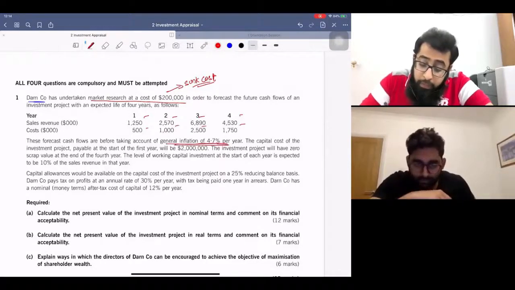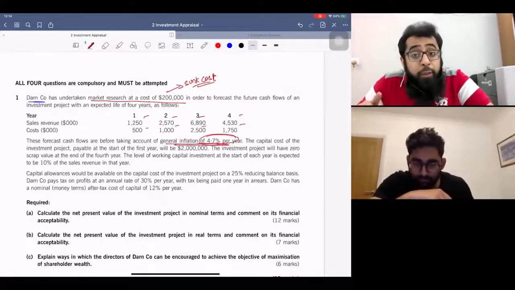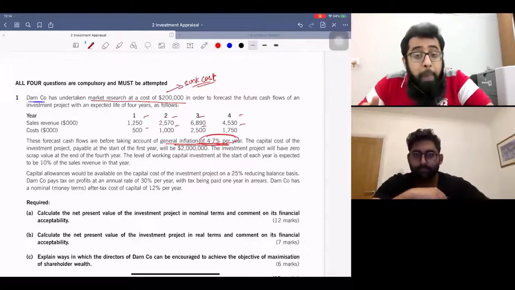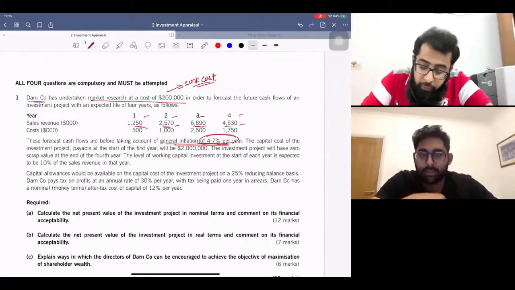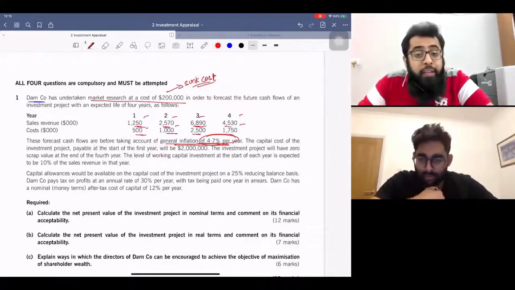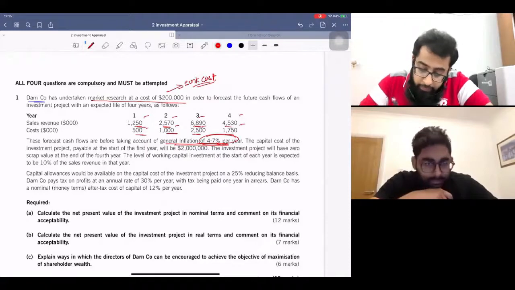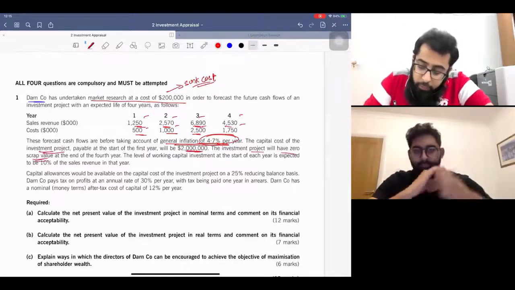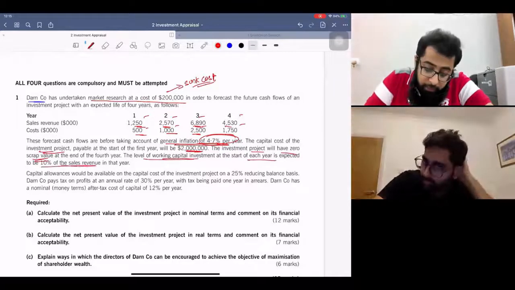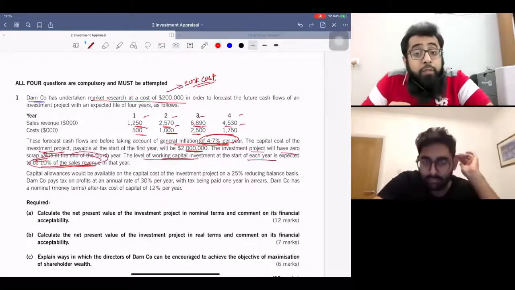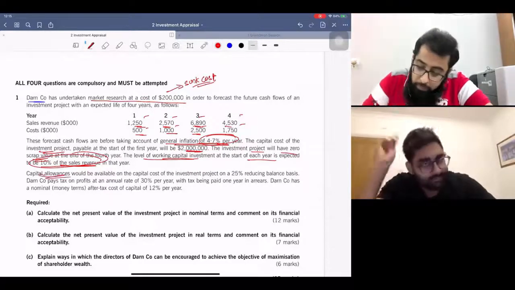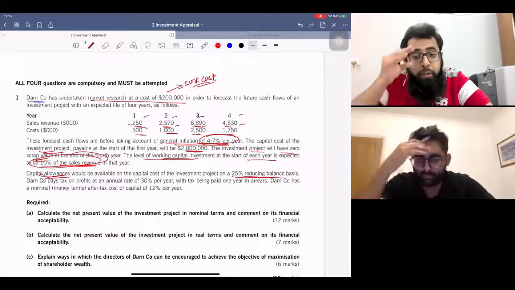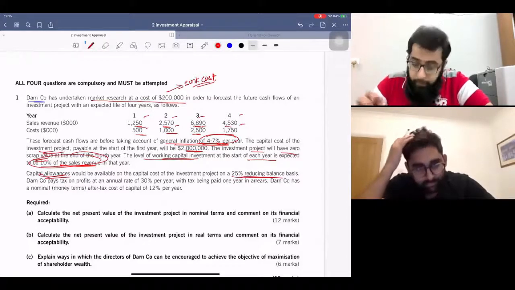you have to again consider the impact of inflation rate. You have to use the concept of power, because the amounts are changing, so you have to use the concept of power for inflated cash flows. The investment amount is 2 million. The investment will have zero scrap value. Working capital investment is 10% of sales revenue, so you have to use the incremental working capital technique. Capital allowances will be 25% reducing balance. We have done it.